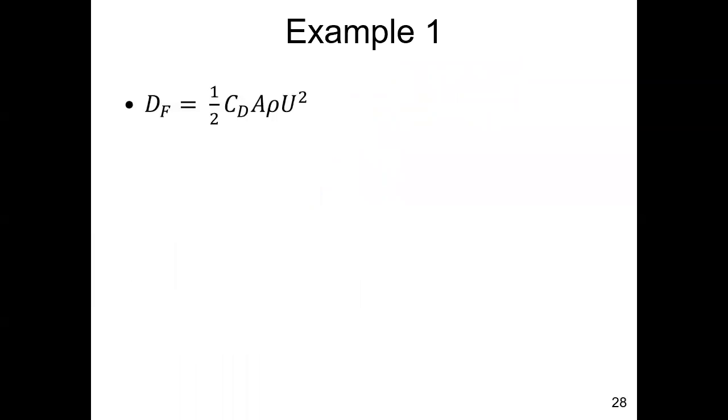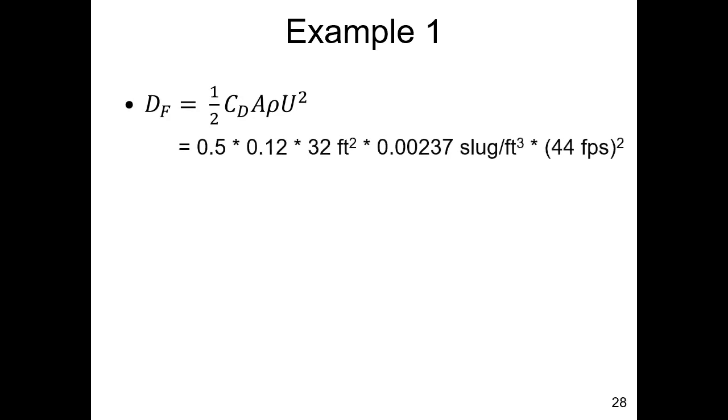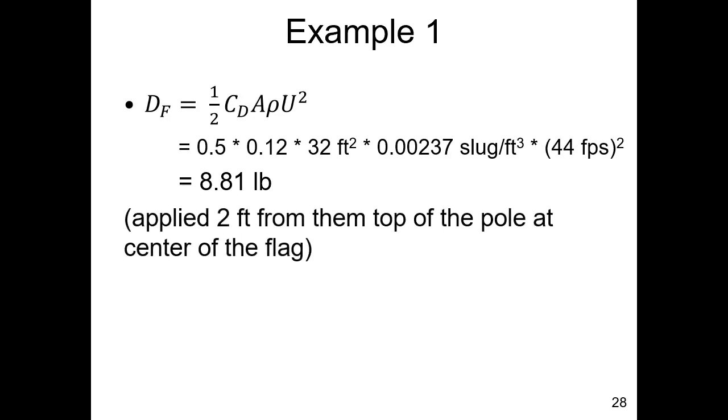So drag is, again, the momentum form of the equation, 1/2 C sub D rho A U squared, which is 0.12 is the drag coefficient, area is 32 square feet, density of air, and then the velocity of 44 feet per second squared. Gives us a force of 8.8 pounds. And that acts 2 feet from the top. It acts halfway of the height.